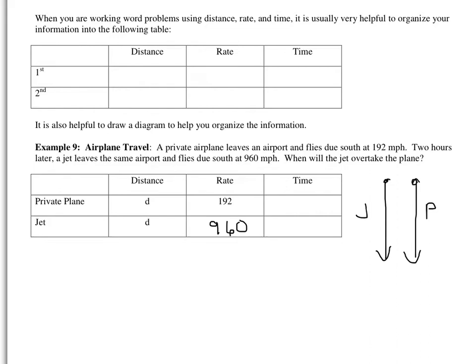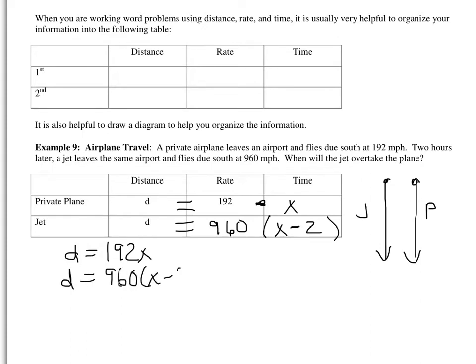If we let x represent the time of the private plane, the jet leaves 2 hours later, so its time will be x minus 2. We know that distance is rate times time, so we get two equations from this. We get the equation of the private plane, distance equals rate times time, and we also get an equation from the jet, distance equals rate times time. D equals 192x. D equals 960 times x minus 2.